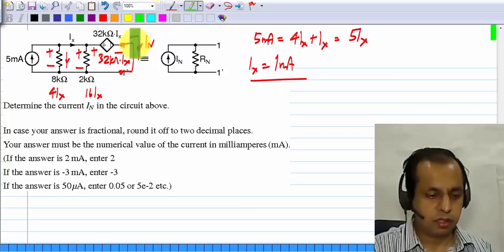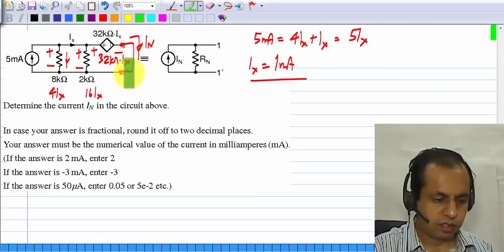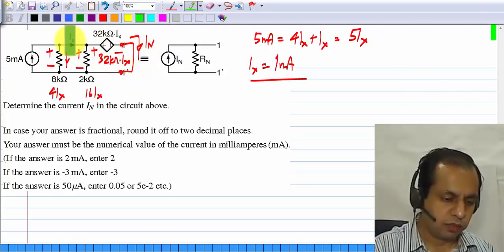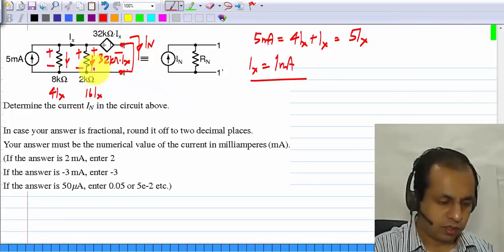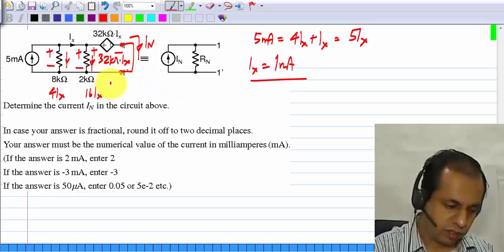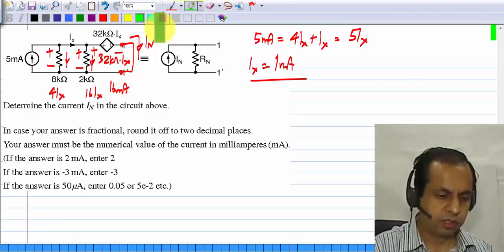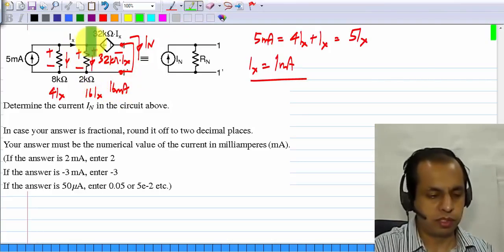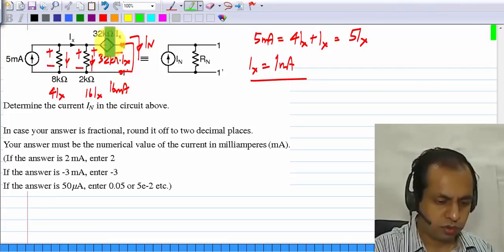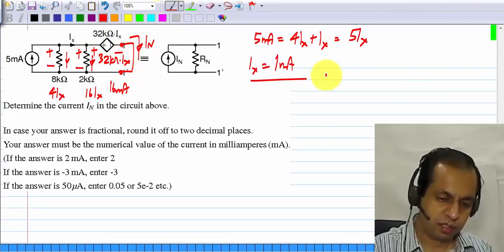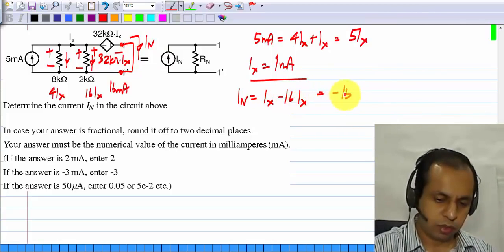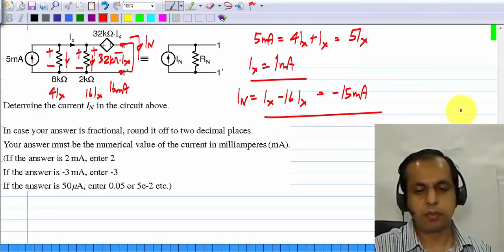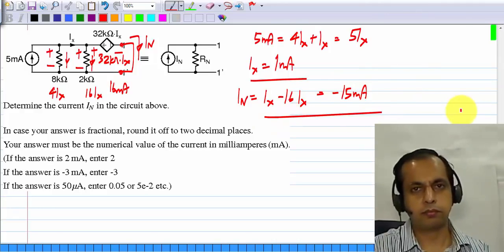So that we know. Now we have to find the current that is flowing there, and that is equal to Ix minus the current that flows this way. The current that flows that way is 16 Ix or 16 milliamps. So Ix minus 16 milliamps, Ix itself is 1 milliamp. So which flows this way, that is IN. IN is Ix minus 16 Ix, which will turn out to be minus 15 milliamps. Okay, so that's the answer.